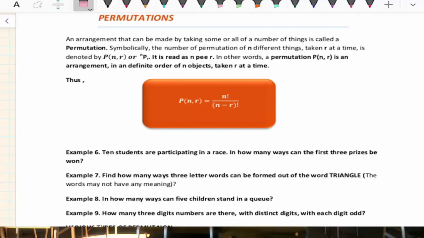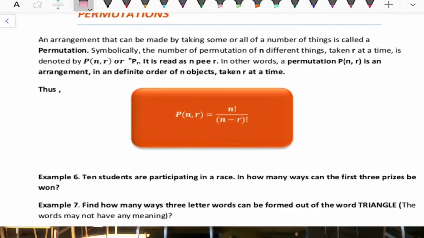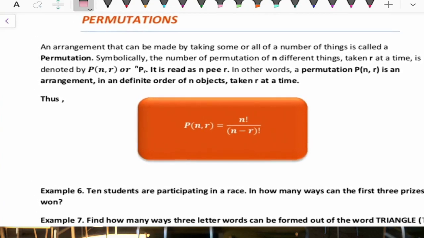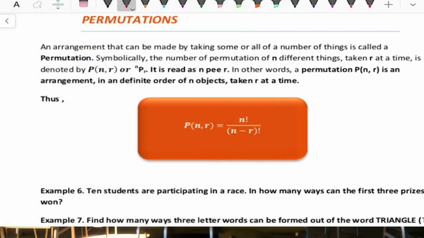Okay, so let's just move on with the theoretical stuff. So permutations. Now you can see on your screens very well, permutations. Anyways, let's just read out what they have written for us. An arrangement that can be made by taking some or all of a number of things. An arrangement. Let me just box it up. An arrangement that can be made by taking some or all of a number of things is called permutation.